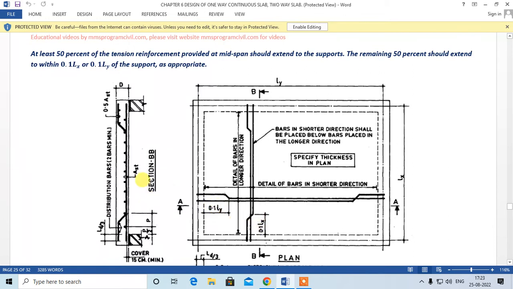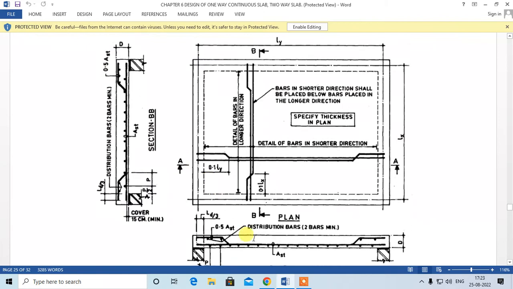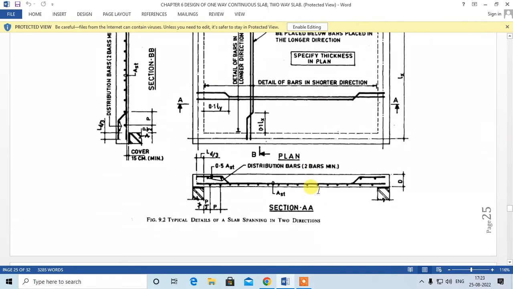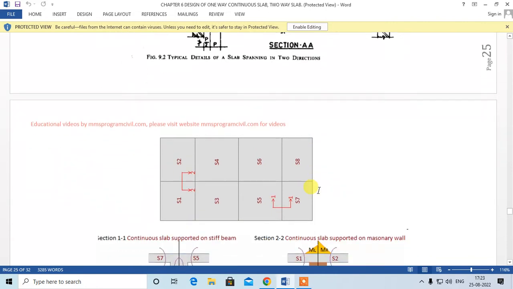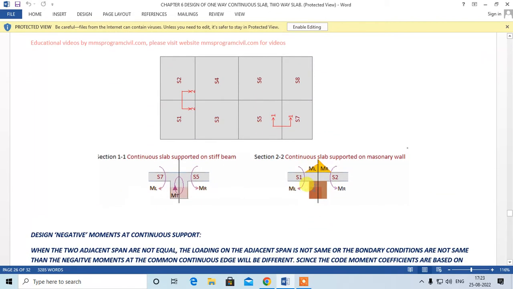Okay, so you can see over here at center it is 100% Ast, and at support 50% has to be taken, right? Similarly over here, Ast, and at support you have to take 50%, right? So one straight, one bent up, one straight, one bent up. So you will have 50% of the main steel taken at the top. Okay, fine.